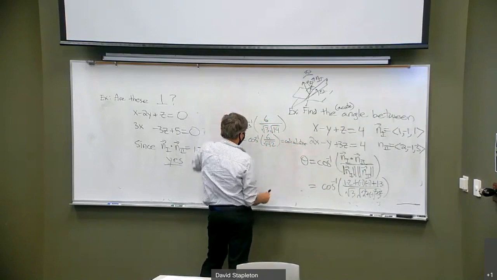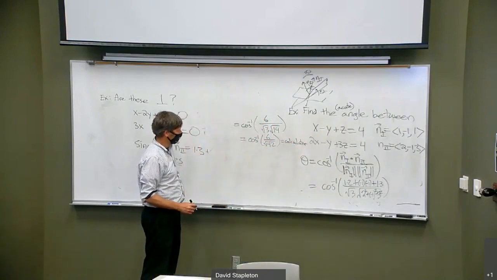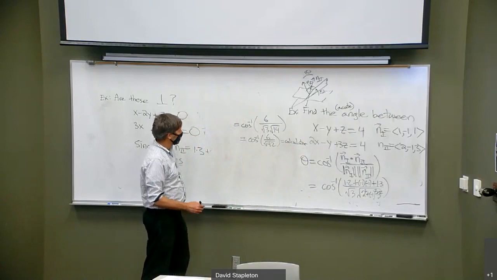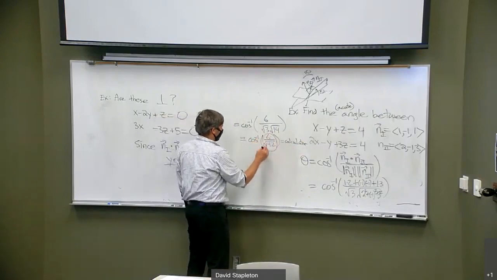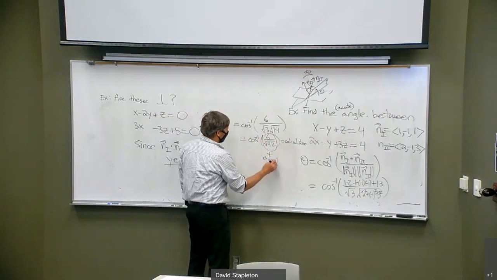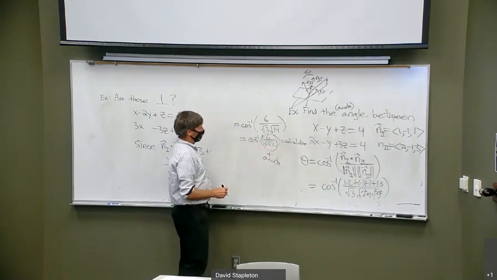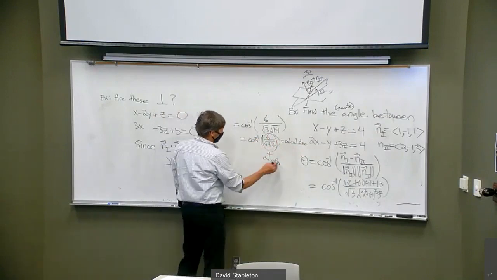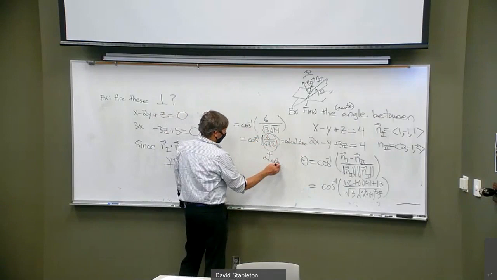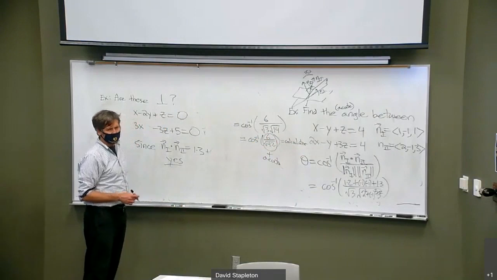How do I know I don't need to subtract from 180? Because the cosine of the angle is positive, it's an acute angle. So had this been a negative number here, I'd take 180 minus this, or pi minus this. But since it's a positive number, I just take the arc cosine. There it is, that's how you get the angle between two planes.